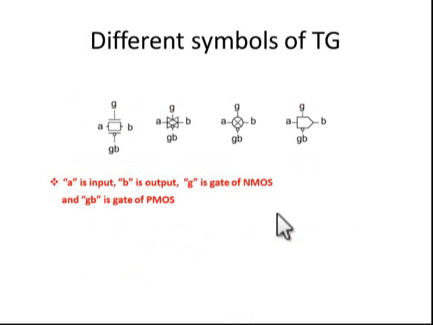There are different symbols for TG. Here A is the input signal, B is the output signal, G is the gate of NMOS, and GB is the gate of PMOS. Actually, GB means G bar, that is the complement of G. So that's why they name it GB here. Hereafter we are using only the first symbol. Please take care of these things.